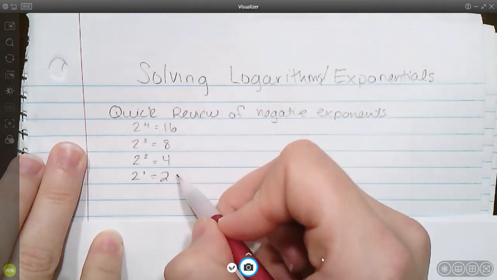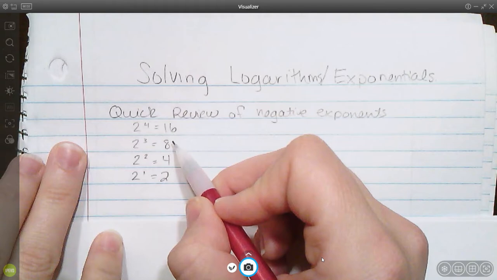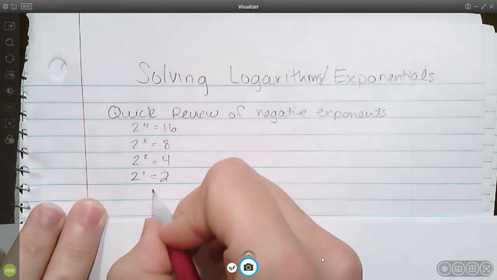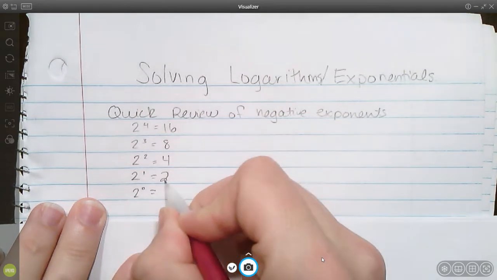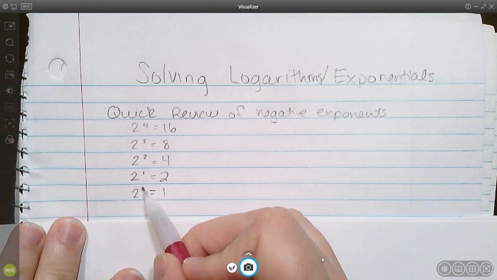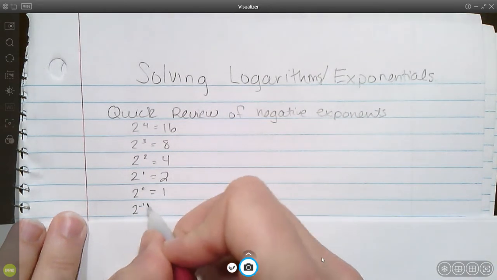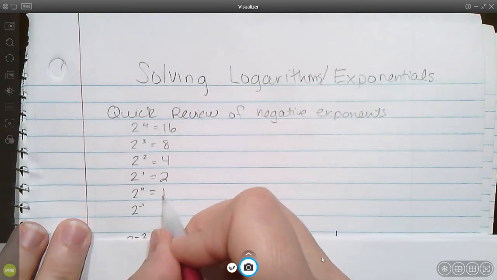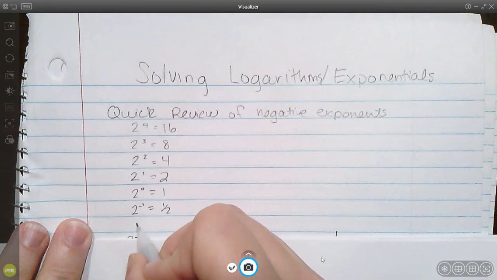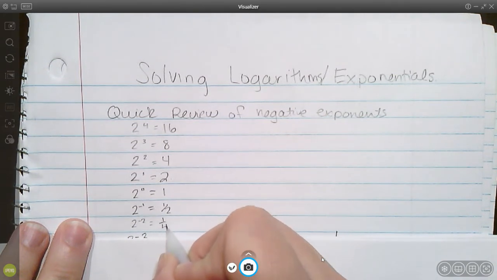So if I go backwards, instead of multiplying by 2, I'm dividing by 2. So you have 16 divided by 2 is 8, divided by 2 is 4, divided by 2 is 2. So now if I keep going, 2 divided by 2 is 1. That is why anything to the power of 0 is 1. And then if I keep going, 1 divided by 2 is 1/2. And if I keep going one more, 1/2 divided by 2 is 1/4.